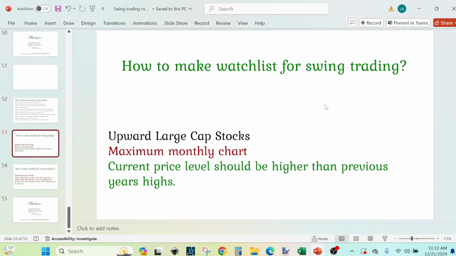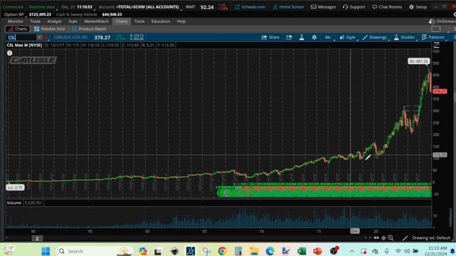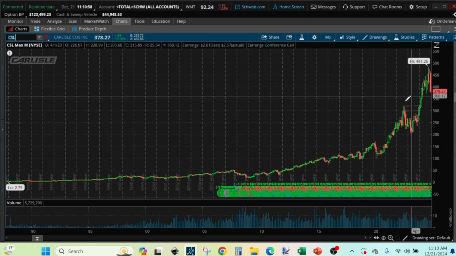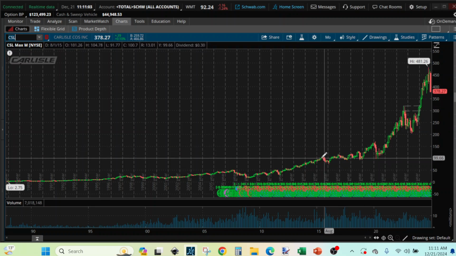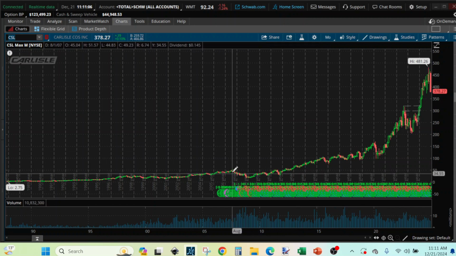Hello, how to make a stock watch list for swing trading. We already have our list of stocks that we like. To narrow the size to a stock watch list that we can trade in 2025, they are upward large cap stocks. We are using a maximum chart to analyze them, and we want the price to be above prior year highs. The highs are just the mountains that you can easily locate the peak of.